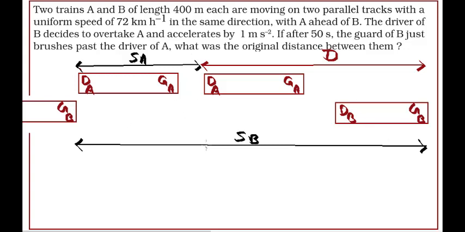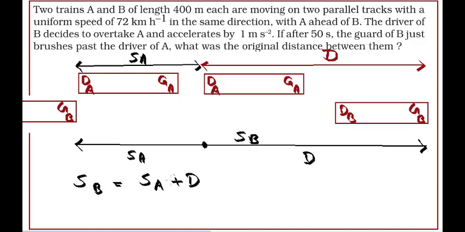Now look at the diagram. What is the relation between SB and SA? This SB can be split into two here: one portion will be equal to SA and the other portion is the original distance between them. Now you can easily make a relation between these two. The S traveled by train B is nothing but the S traveled by A plus the original distance, and this happens in a time of 50 seconds.